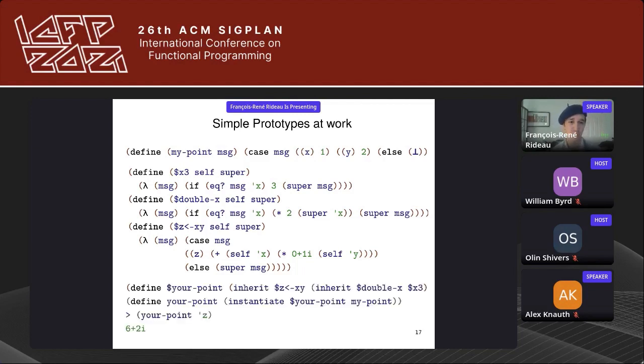We can make a your point prototype for point that inherits via inheritance all three prototypes, which when evaluated, by the way, go right to left because it is Scheme. So the way you compose things is right to left. And let's define your point by instantiating this prototype with the base object my point above. So we start at x1, y2. We then set x to 3, so it becomes x3, y2. We double that, so it becomes x6, y2. And then we compute z as x plus i times y. And indeed, it's 6 plus 2i.